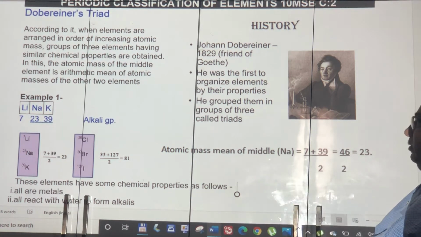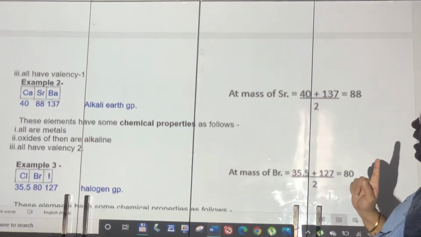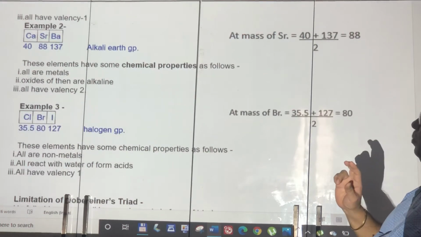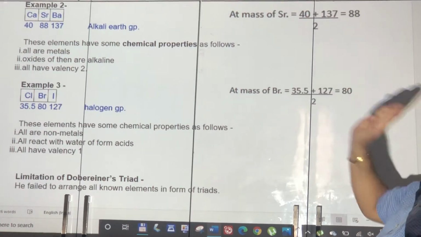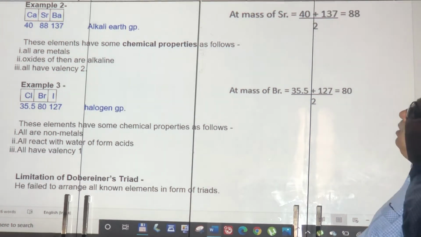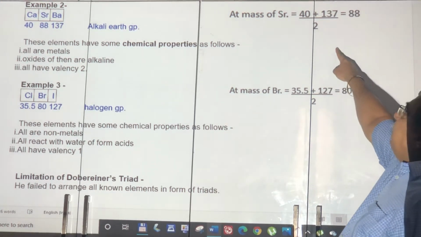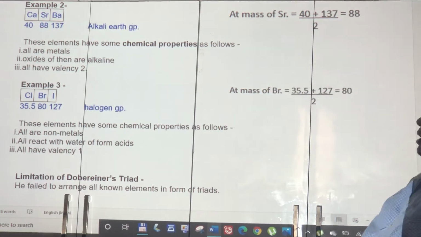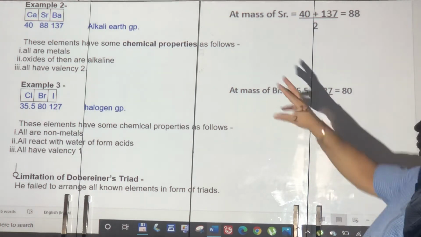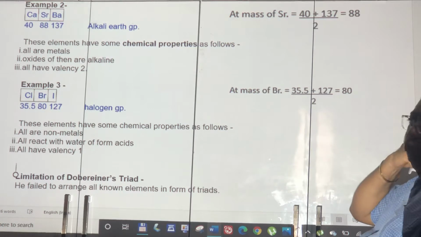All are metals. For example, sodium, potassium all react with water to form alkalis. So he chose a chemical property to make a group. And all have valency 1. They all give one electron. Another example from Doberiner, we take calcium, mass 40, barium 137, we add, we divide by 2, we get 88. The middle element, strontium, is 88. Now why do we form this triad? All are metals, all are alkaline, and all have valency 2.